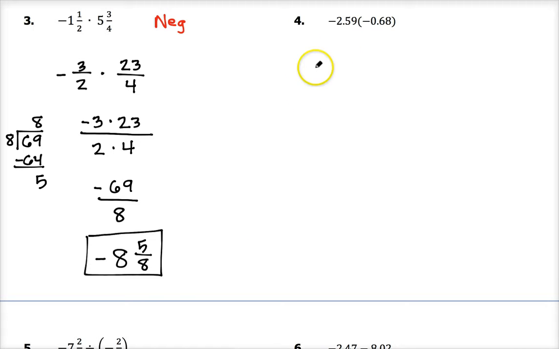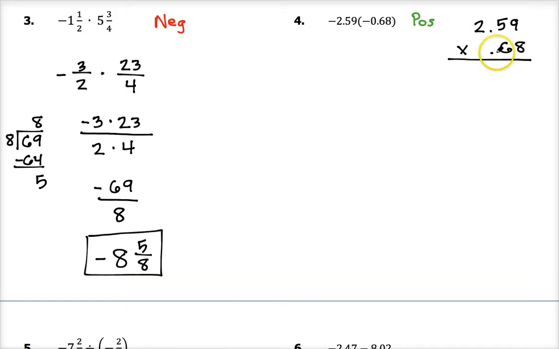Okay, number 4, this time we're multiplying decimals, negative 2.59 times negative 0.68. We're multiplying two negatives, so we know our answer is going to be positive. So I'll just write that there to remind myself. So now off to the side, I can do 2.59 times 0.68.